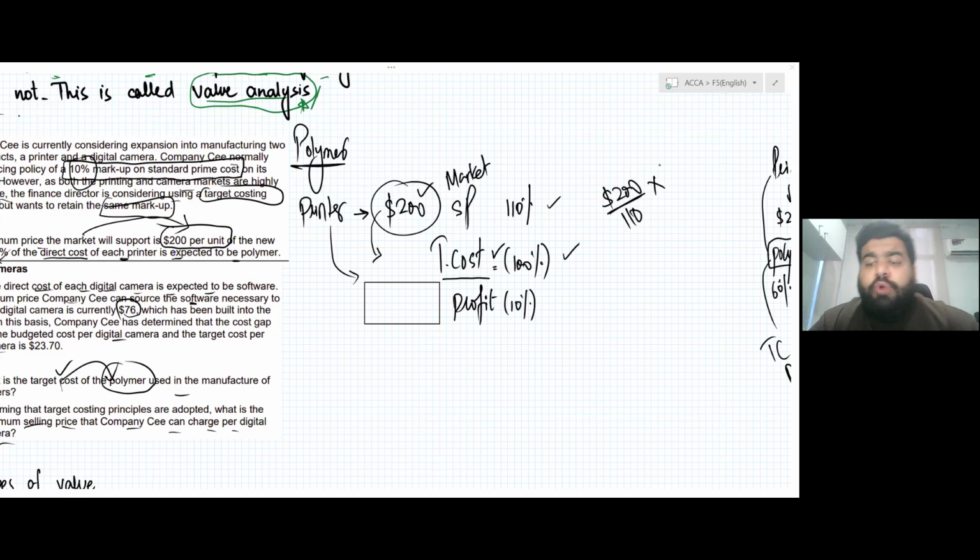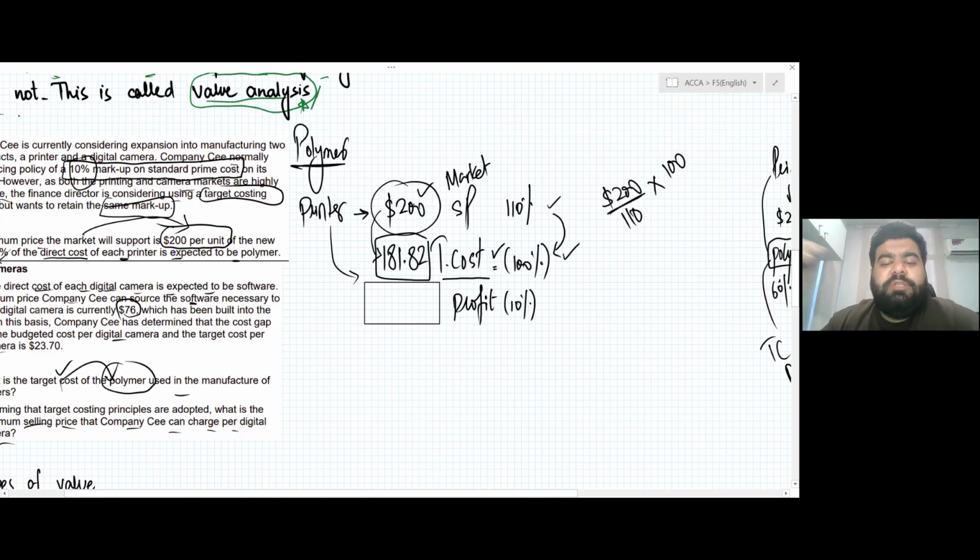Okay, so what? 200 divided by 110 into 100. If I do that, I will get the value of this target cost. So 200 divided by 110 into 100 is 181.82.